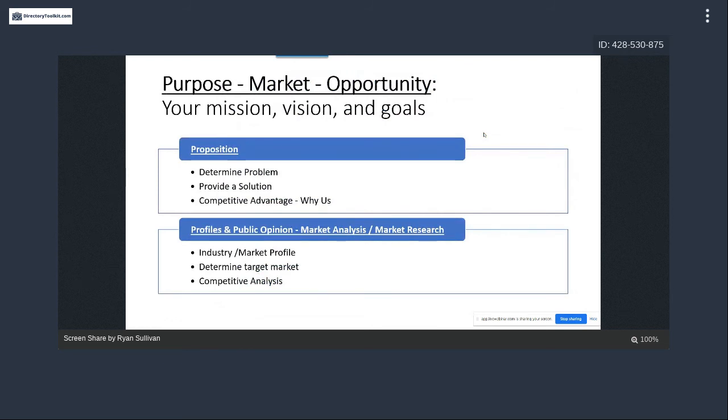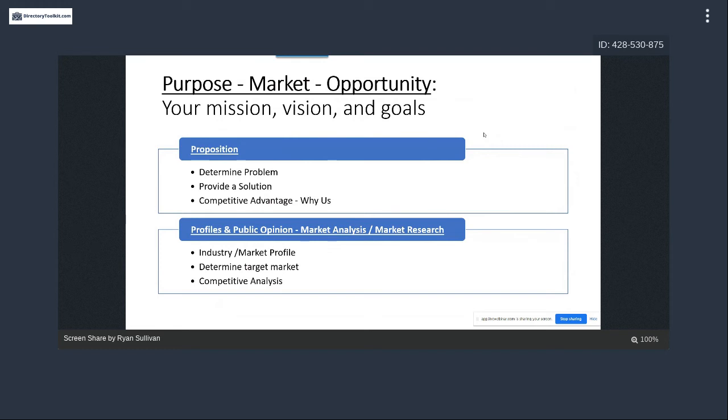You want to go over your proposition. What are you offering to the market? Your purpose for your directory or your site? What are you doing? There's a lot of material to cover here in the business plan, but that proposition includes determining your problem, what solution or solutions you're providing to the people, and what your competitive advantage is. You basically want to be able to put in that proposition, why us? So when you frame the problem and that you're the solution and tell them why they should choose you, that's your way of telling them what your vision, goals, and opportunity is for them as a client.